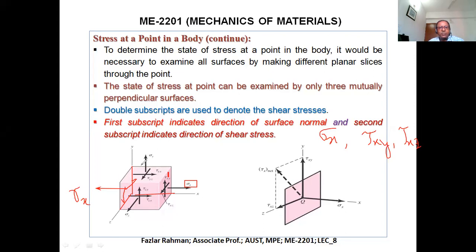Similarly, on the top surface sigma y works. Then on this face, we have sigma y. What will be the other ones? Tau yx, and the other one will be tau yz. That I will write over here: tau yx and tau yz. Okay. Similarly, if I consider this face, along this direction there is sigma z. Along the other two directions, you'll see tau zx and tau zy.